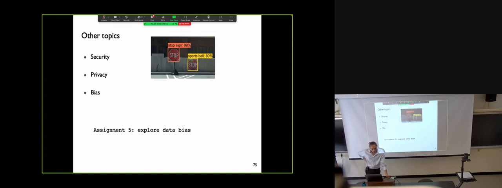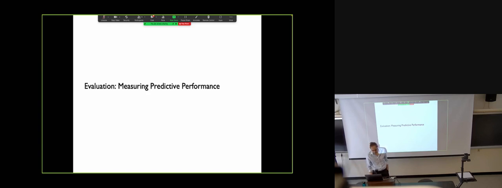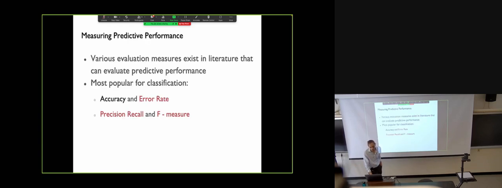There's also bias, and we'll explore some of it in assignment 5. We'll explore some of these more niche issues, and we'll work on, for example, fairness. So assignment 5 will be on fairness and data bias. Then evaluation, measuring predictive performance. Okay, any questions so far?